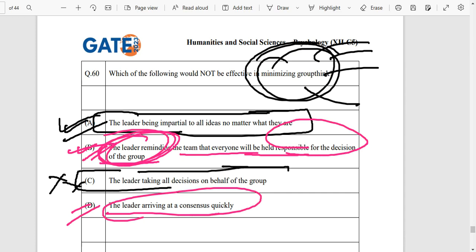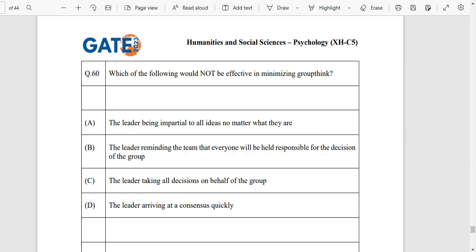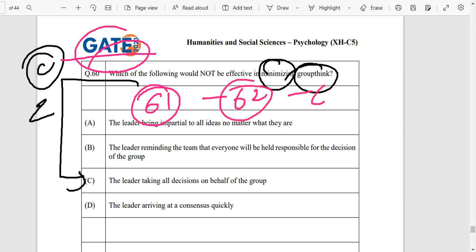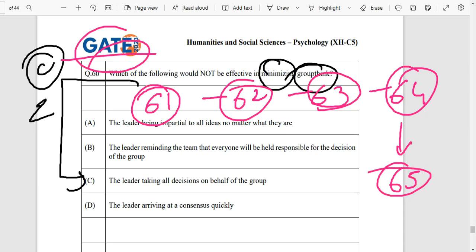The leader taking all decisions on behalf of the group. Okay, so what this will do, this will minimize the groupthink. Okay, so option number C will be the correct answer. So let's move on to next question. Question number 61, 62, 63, 64, and then 65, and one remaining question from social psychology.